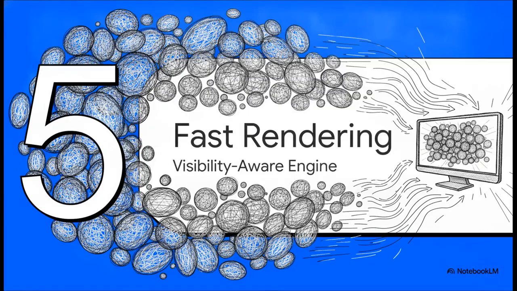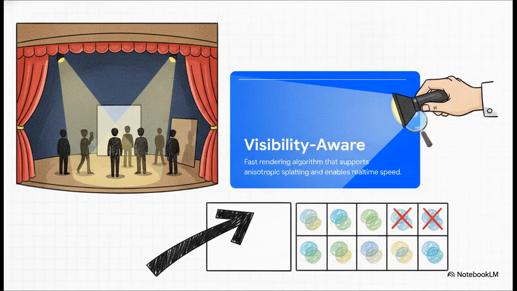Section 5. Fast Rendering Algorithm. Visibility-Aware Engine. So we have this beautifully optimized cloud of millions of shaped Gaussians. How do we transform that into a real-time image on your monitor? The authors engineered a custom, aggressively GPU-accelerated visibility-aware rendering engine. When you move the virtual camera in the scene, the engine first mathematically projects the 3D Gaussians onto your 2D viewing plane. It then divides your entire screen into small, manageable 16 by 16 pixel tiles.